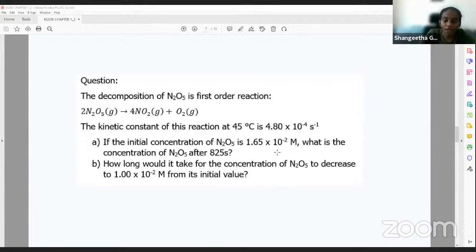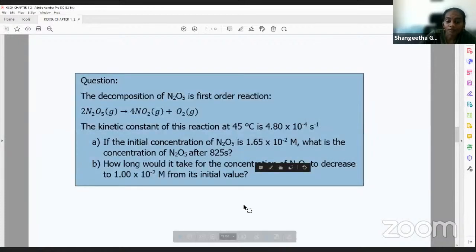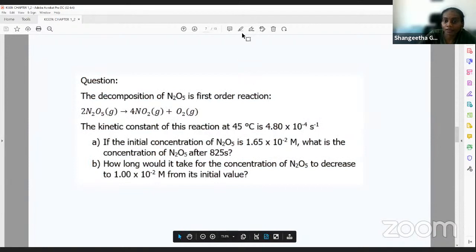Okay, so just now they asked you to find the ln N2O5 at time 825. Now they are asking for the time. Okay, now they're asking you to calculate the time. So for question 2, they're actually asking you for the value of t.